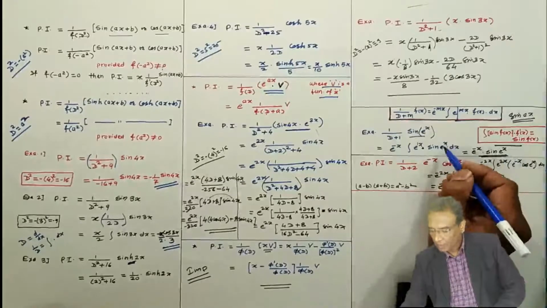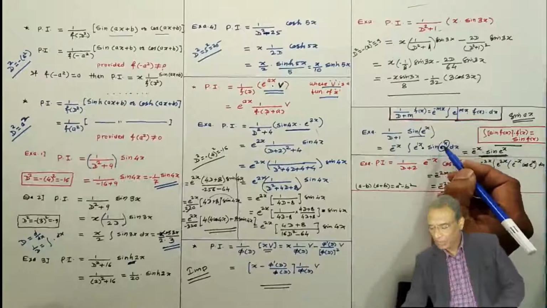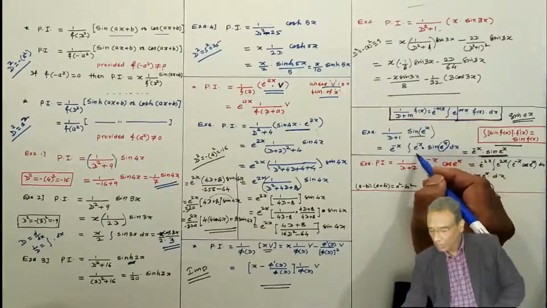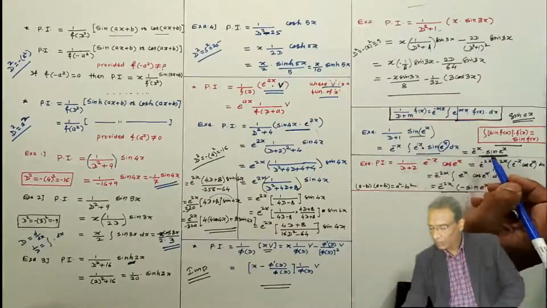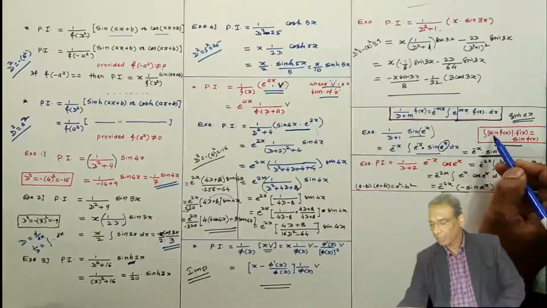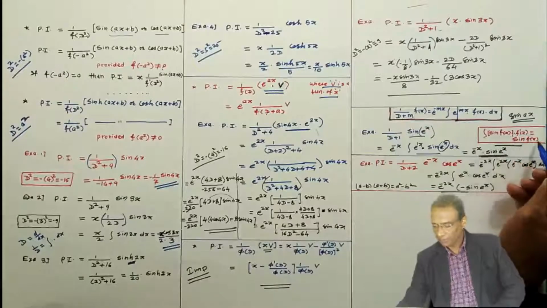See, here e to the power x is the argument of sin and its derivative is present here in the multiplication. The integration of the total term will be sin e to the power x using this formula: integral of sin f(x) multiplied by f dash x, where f dash x is the derivative of f(x), is sin of f(x).